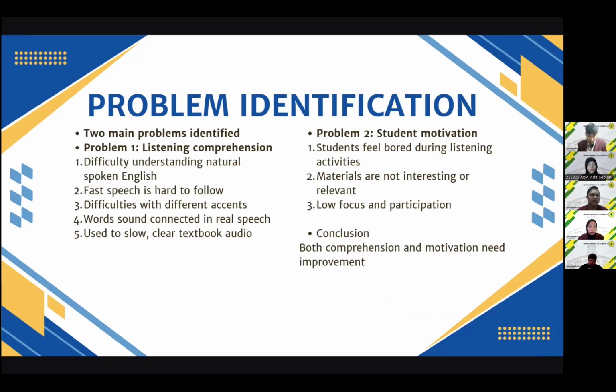Next is problem identification. In this study, there are two main problems identified. The first problem is that students have difficulty understanding natural spoken English. This includes challenges such as recognizing fast speech, understanding different accents, and identifying words when they are spoken continuously.